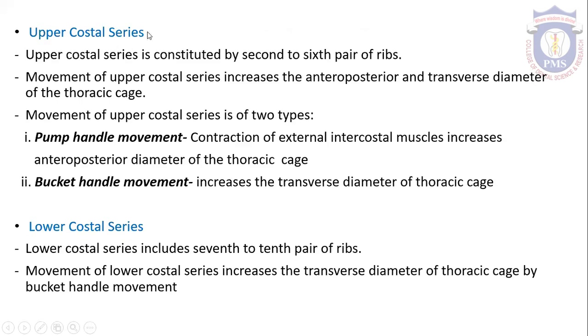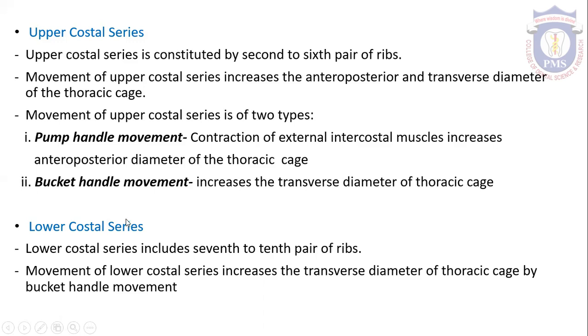Now, the next one is the upper costal series. This is contributed by the second to sixth pair of ribs. The movement of the upper costal series increases the anteroposterior as well as the transverse diameter of the thoracic cage. This is explained with the help of two examples: pump handle movement and bucket handle movement. Pump handle movement resembles the hand pump. That is, whenever there occurs any contraction of the external intercostal muscle, it increases the anteroposterior diameter of the thoracic cage. The bucket handle movement increases the transverse diameter of the thoracic cage. How this movement occurs is described in the next slide.